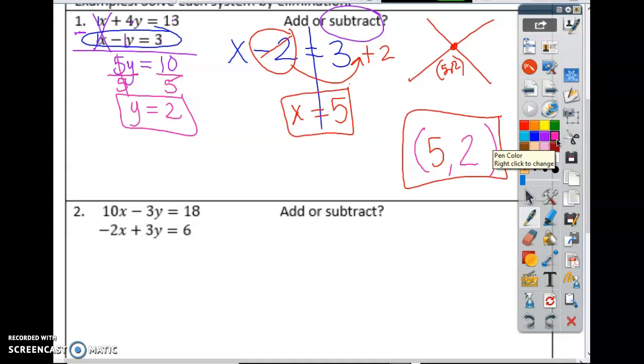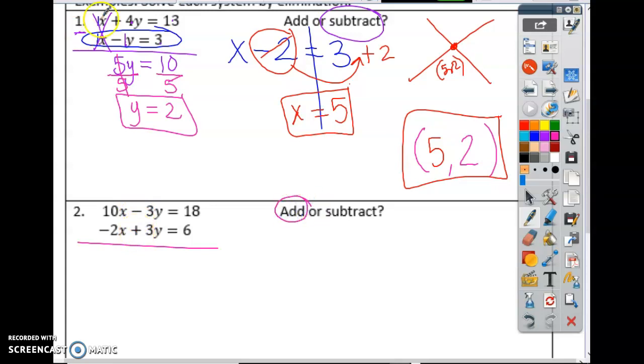Which ones look alike? The x's or the y's? ¿Cuáles se parecen? The y's, because they both have a 3, right? So I am going to cancel the y. I'm going to eliminate the y. Okay. One is a -3. One is a +3. Do I add or subtract them? If one is positive, see over here, they were both positive. So I subtracted. Right here, one is positive, one is negative. So I am going to add.